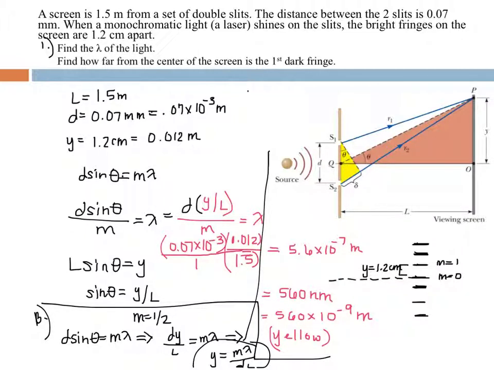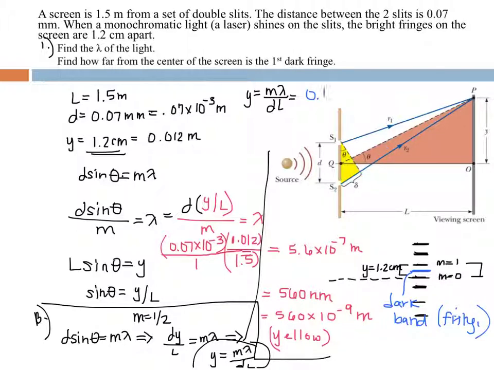So if I plug in all of my values, you should see that that is going to give me exactly half of 1.2 centimeters, which makes sense because if from here to here is 1.2 centimeters, then the dark band happens here in the middle, which is exactly half of where my light bands occur. So again, you should get exactly half.